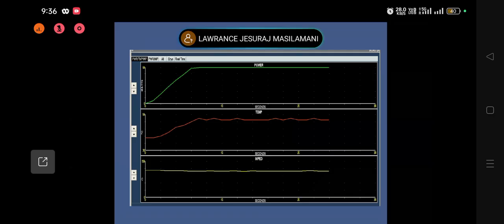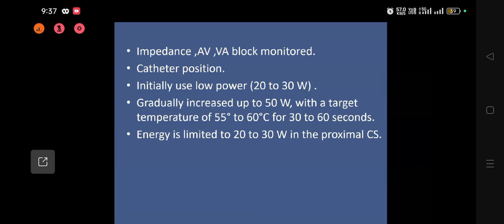As I told you, sometimes when you are going deep into the coronary sinus and ablating, your impedance may rise. That's the time you have to immediately stop. Most of your ablators have a stop mechanism. Even without that, you have to be very careful. If your impedance is rising, you stop. You have to monitor the impedance, AV and VA blocks.